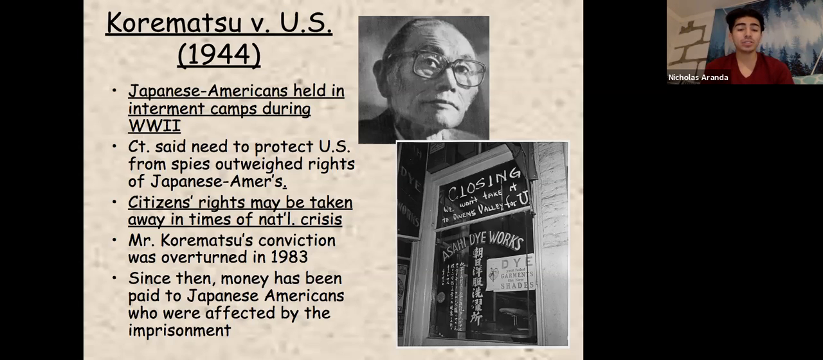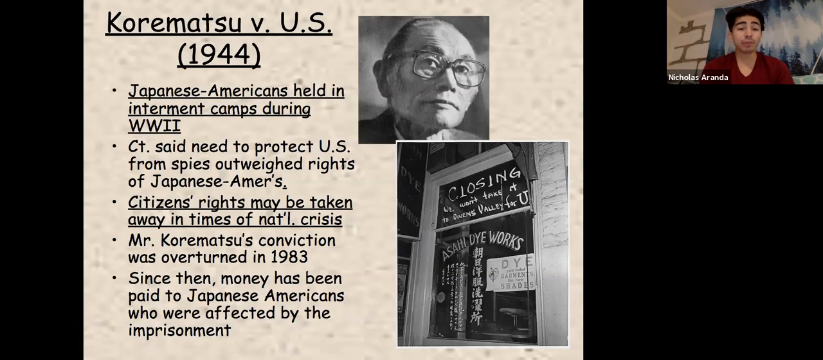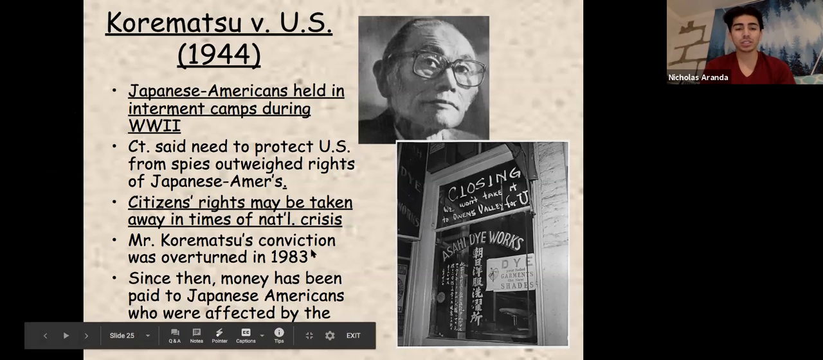Mr. Korematsu's conviction for staying in the internment camp was overturned in 1983. Since then, reparations have been paid to many Japanese Americans who were affected by the imprisonment. But this Supreme Court case said that our internment camps, our imprisonment of Japanese Americans, of American citizens, was legal, was constitutional.